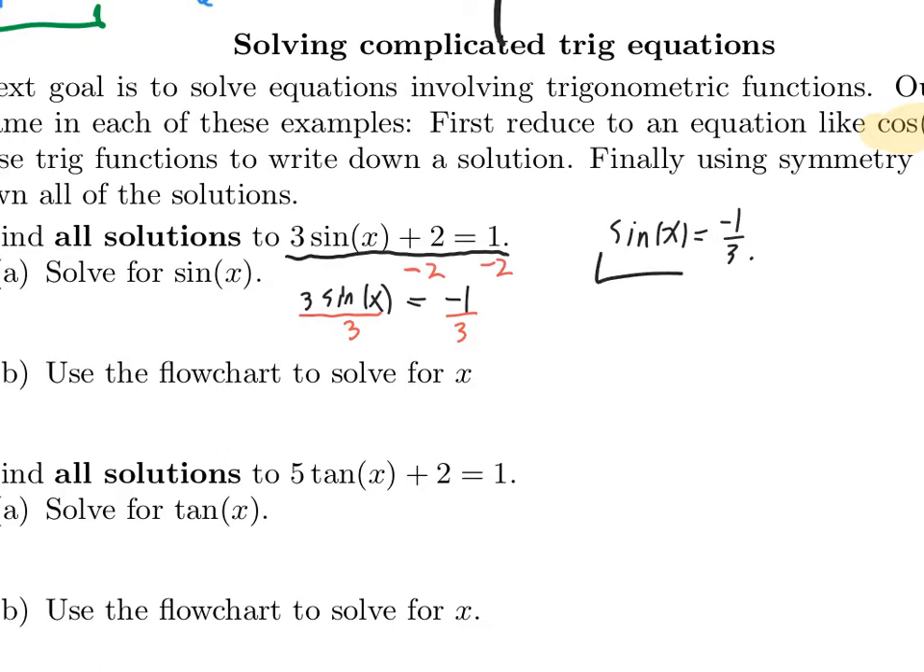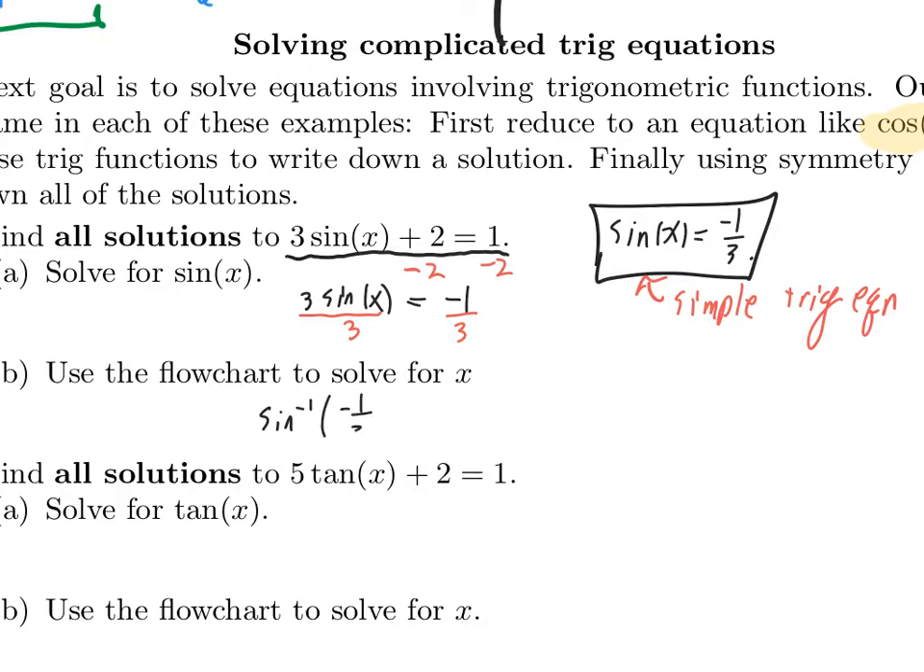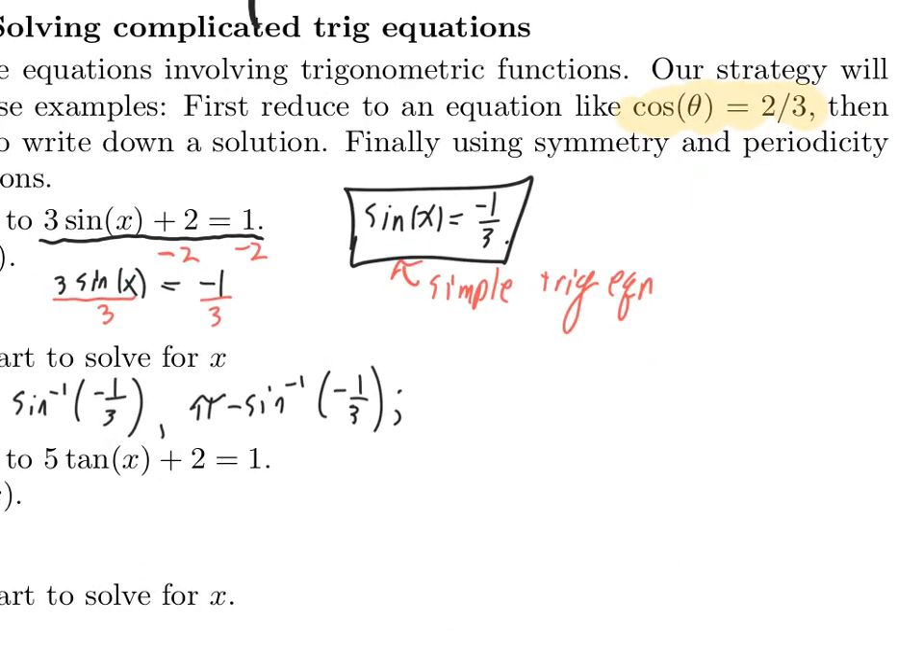Nice. So this is now a simple trig equation. That's a trig equation of the form trig function is equal to a constant. So we know how to solve those. If we want to solve that, we can reference that flowchart, and we see the solutions. So the solutions are sine inverse of negative 1 over 3. Let's see, so basic solutions. Pi minus sine inverse of negative 1 over 3. And so the general solution is just going to be those two plus 2 pi k.